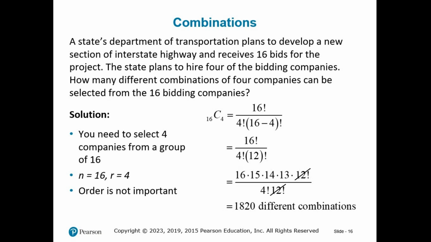If you've been following along in your notes and doing the calculations, you may remember that 4 factorial is 24, just because we've used it before. Okay, so we need to multiply these top numbers together and divide by 24. That gives us 1,820 different combinations. And you're probably thinking there's a calculator solution for this one too, and you'd be right. Here's how to do that.